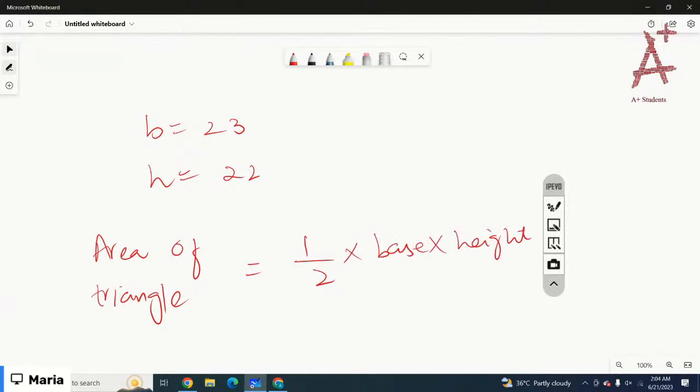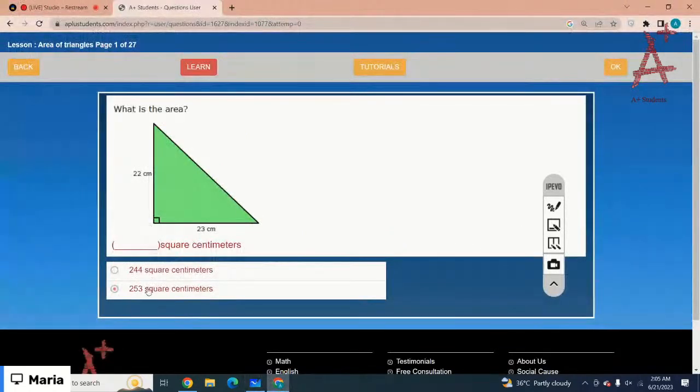So just put in the values. It would be half times 22 times 23. Got it? Just multiply them and divide them by 2. 22 times 23 is 506 and divided by 2 equals 253. So the area of the triangle is 253 square centimeters, because the unit for this one is centimeter. Got it? So let's just select the correct option.